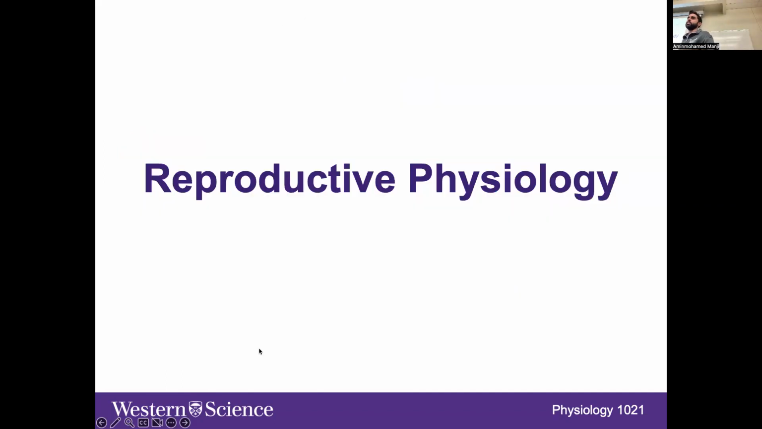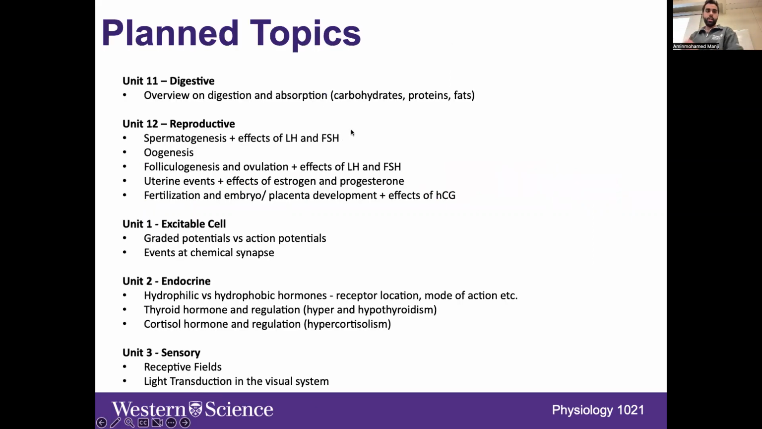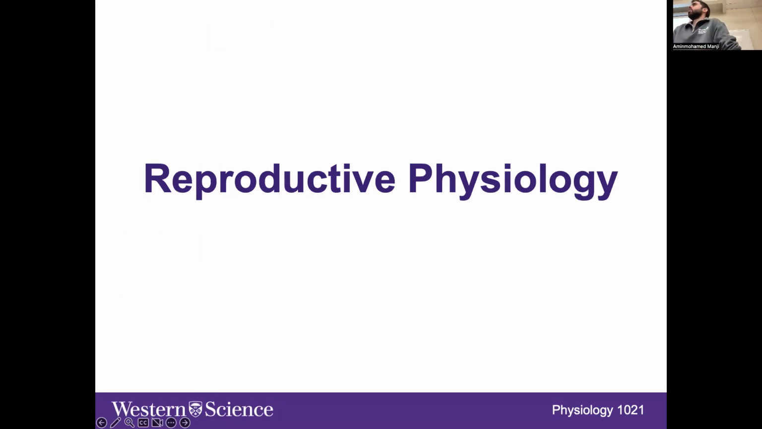All right, let's get back to reproductive physiology. Again, I'll start off with Q&A. Is there anything specific that anyone would like me to cover to start off with? Right, so here was my to-do list for reproductive physiology: spermatogenesis, oogenesis, folliculogenesis, and ovulation, all the effects of LH and FSH, the uterine events, how estrogen and progesterone play a role in that, and fertilization and development. Is there anything anyone would like me to start with to kick us off? Or do we just want to go with that order? All right, spermatogenesis. Are we all good with that?